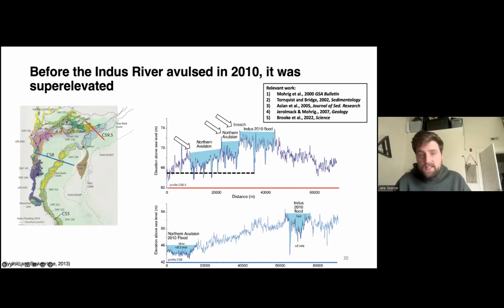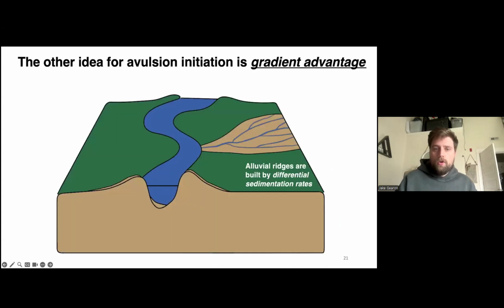And of course, it isn't just this example as evidence for superelevation. I don't have time to go into it, but a raft of work has been done looking at how channels superelevate themselves, both stratigraphically, experimentally, and numerically. But this is a fairly debated topic of what causes avulsion, and it wouldn't be that way if there was only one hypothesis. So there is another idea for why avulsions initiate, and that is called gradient advantage.